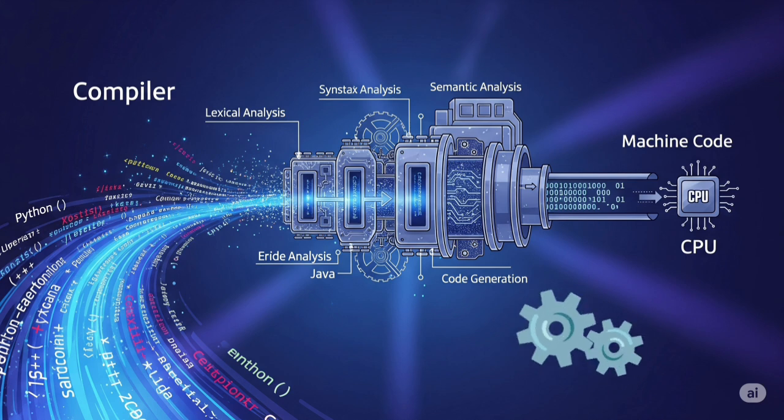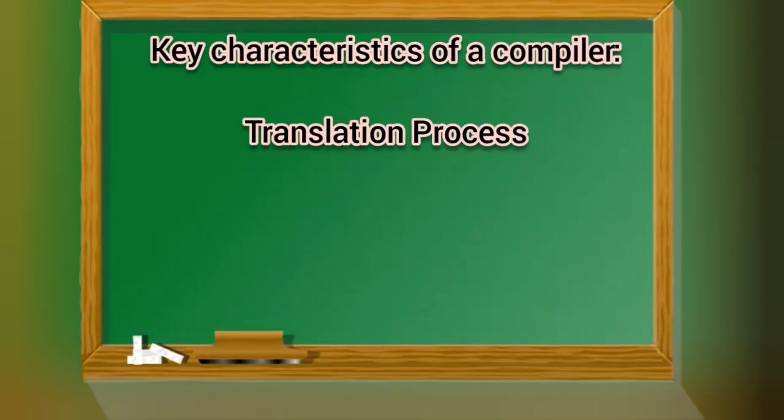The output of the compiler is an executable file that can be run directly by the computer's operating system. Once compiled, the program runs quickly because the translation step is already complete. Key characteristics of a compiler.